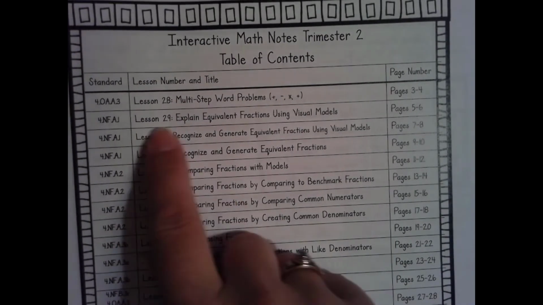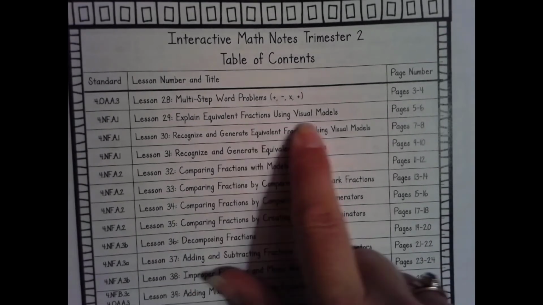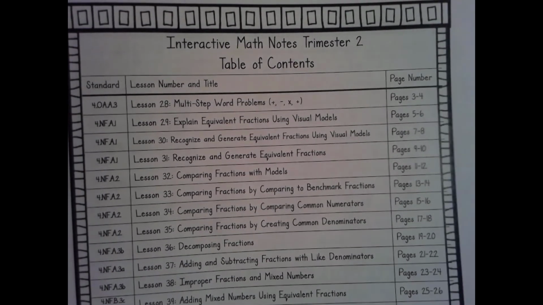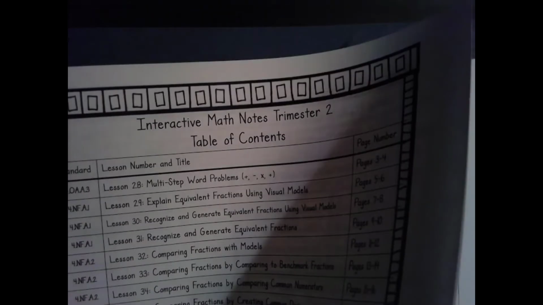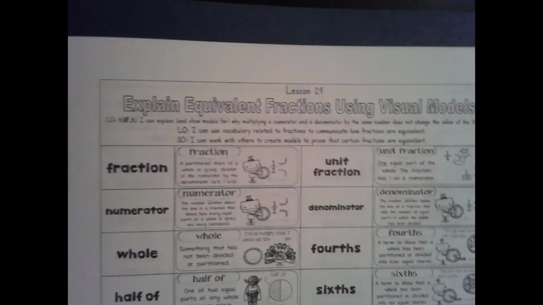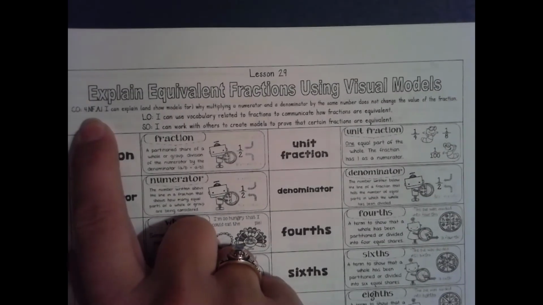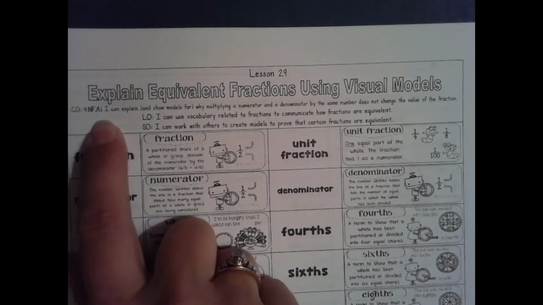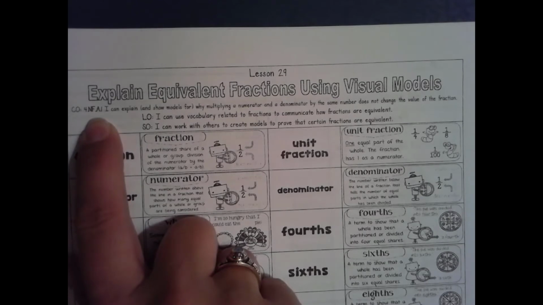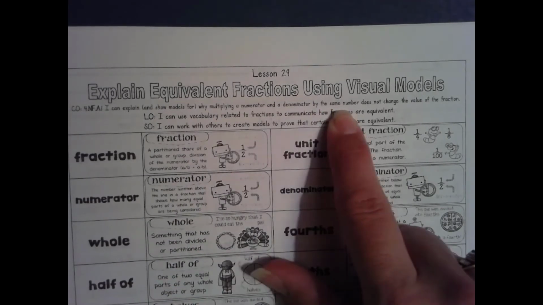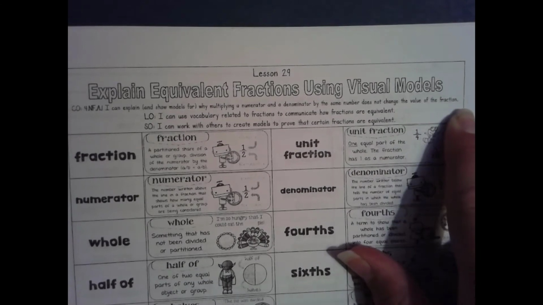In Lesson 29, explain equivalent fractions using visual models, pages 5 and 6. So let's turn over to pages 5 and 6. And here we're doing 4th grade, NF, numbers and operations, fractions, A1. I can explain and show models for why multiplying a numerator and a denominator by the same number does not change the value of the fraction.